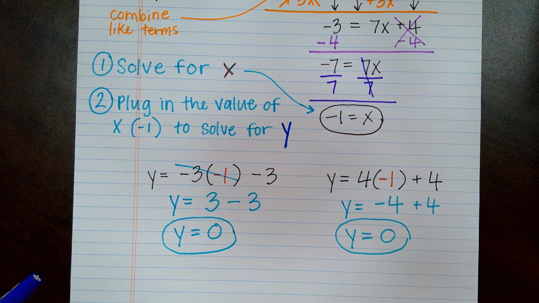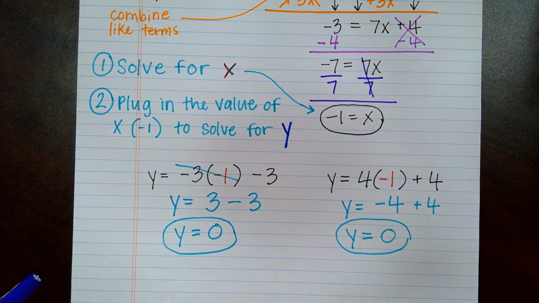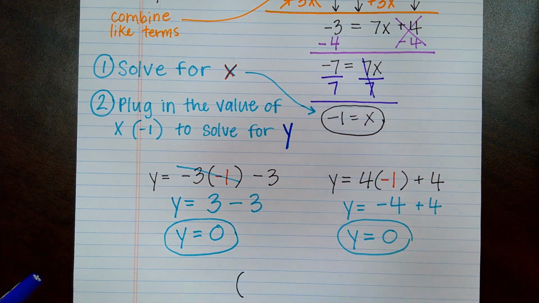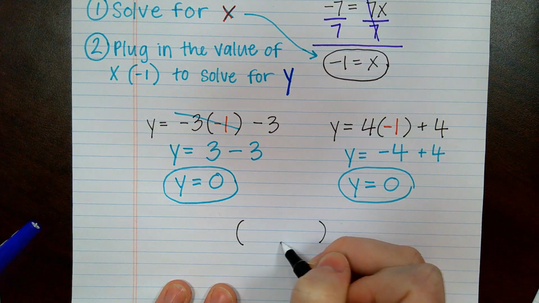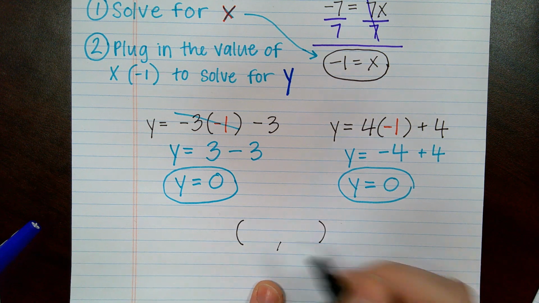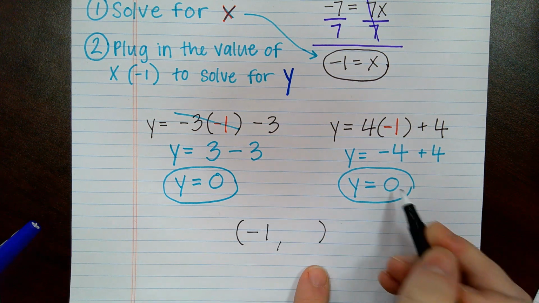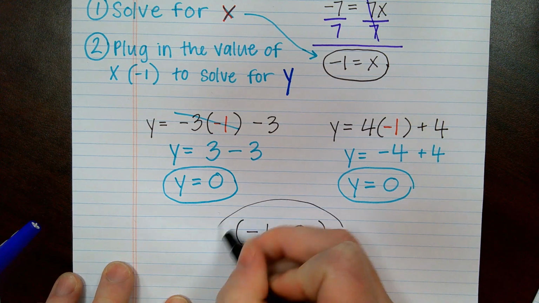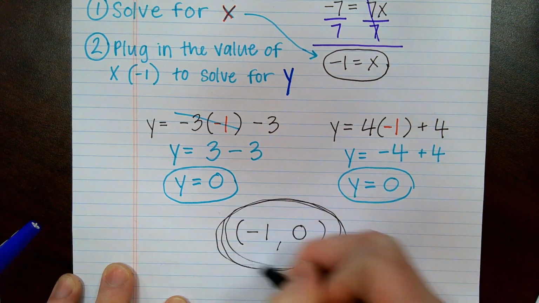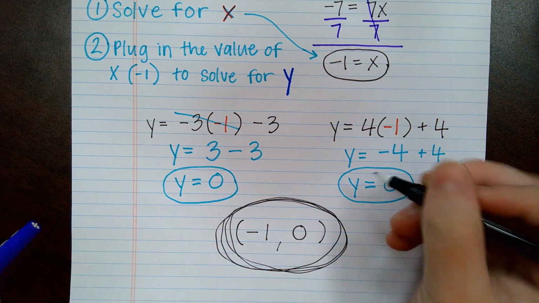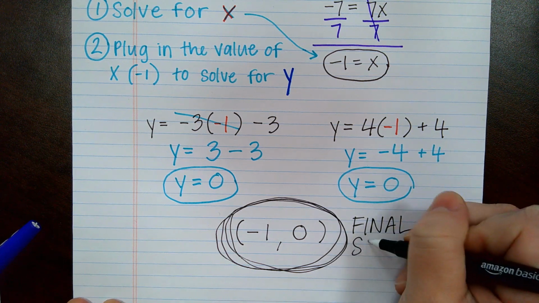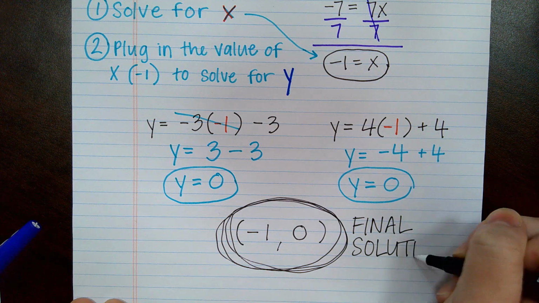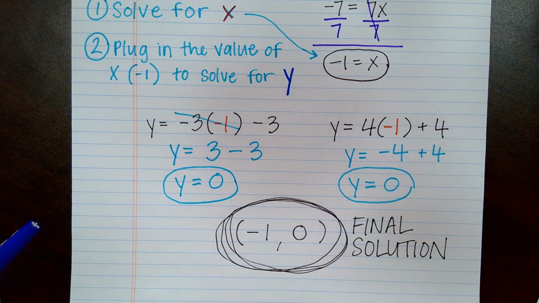So our final answer, we want to write it as a coordinate. Make our parentheses. What's our x value again? Good, -1, and our y, 0. That is the answer. Final solution. And we're going to do some more of these together.